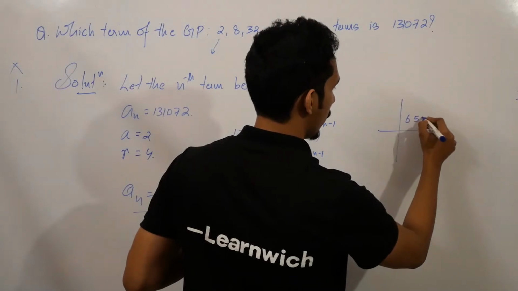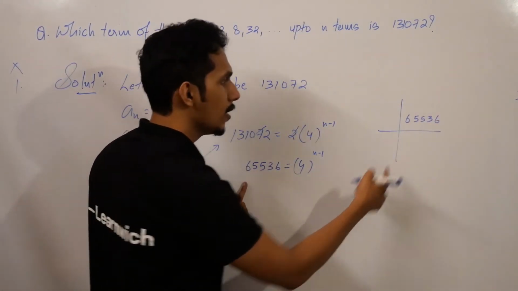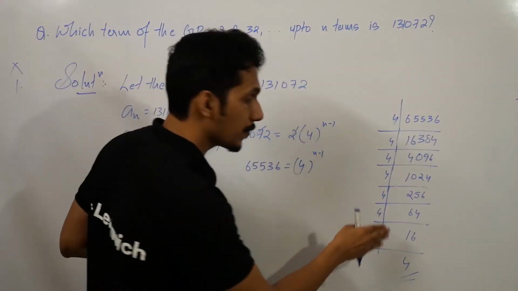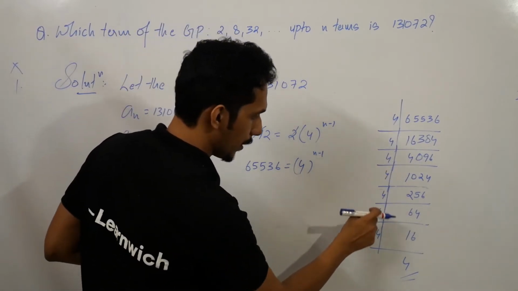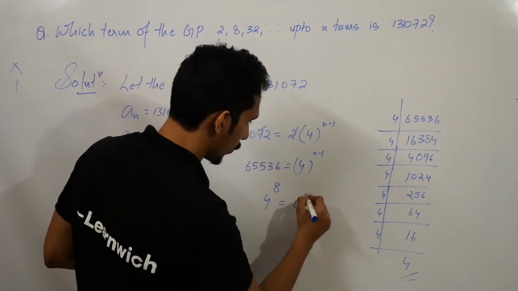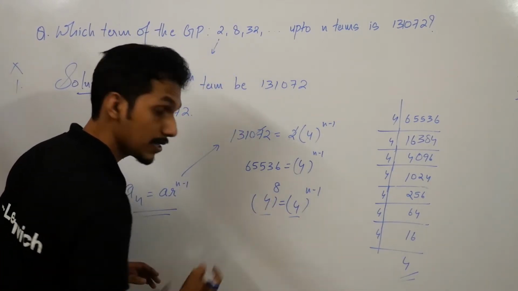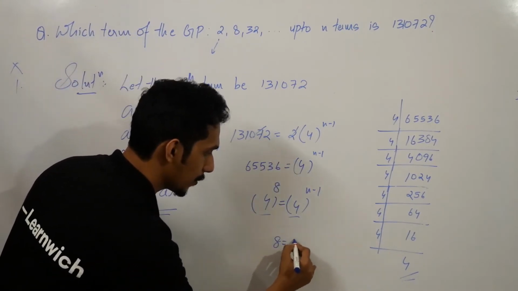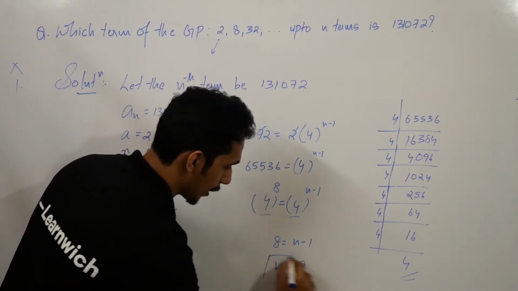You have 65536. We want 4 to be the base. So I'll divide it with 4. Doing the factorization with 4, you get 4 raised to 8 is 4 raised to n minus 1. So it's the same base here in both the cases. Alright, so can I compare the exponents? Yes, I can. So 8 is equal to n minus 1. 1 goes to the other side. N is equal to 9.